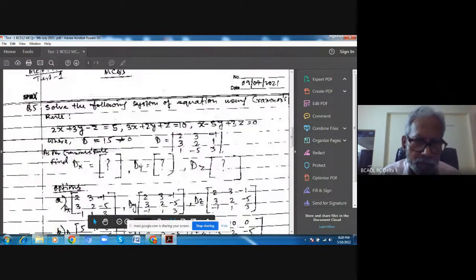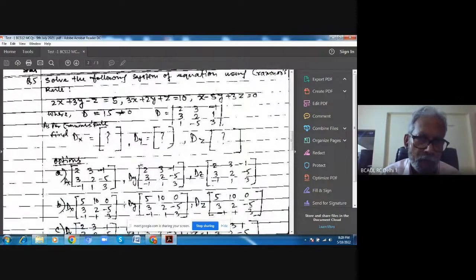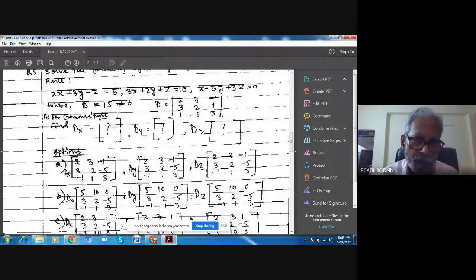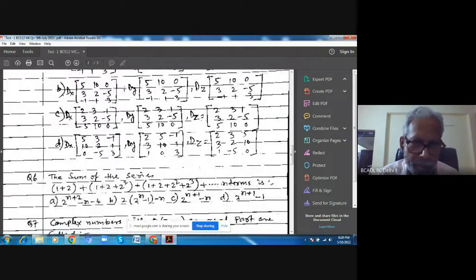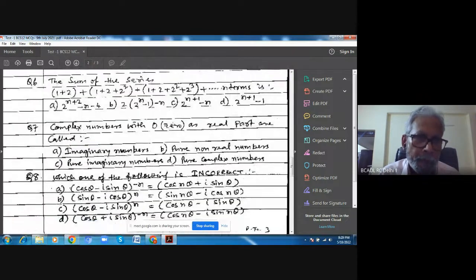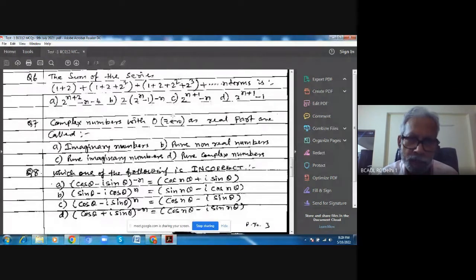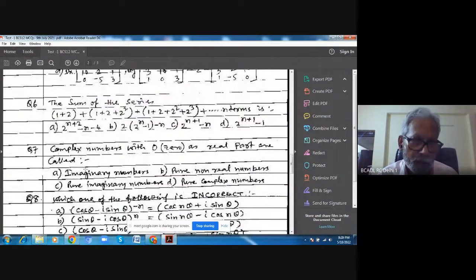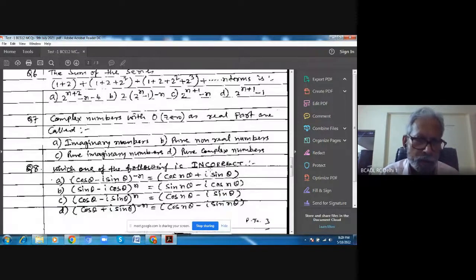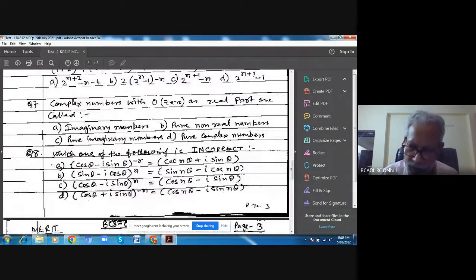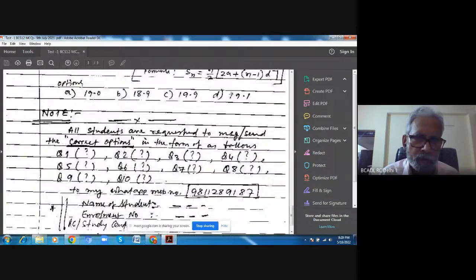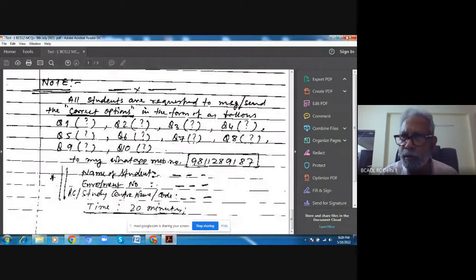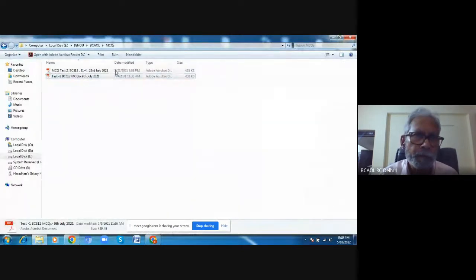And then here some Cramer's rules are given, so dx, dy, and dz are given. That also we discussed last time. In the complex number with 0 as real part of the whole, that is an imaginary number, a pure number, or this thing. You have to give the correct option, which one is correct. We have discussed. We will go for another test question.